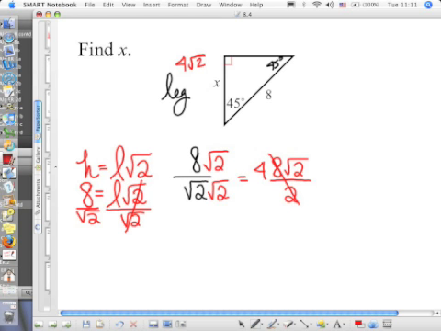Yeah, but like the little formula thing says leg equals hypotenuse divided by the square root of 2. Right, leg equals hypotenuse divided by square root of 2. Okay. Jacob, could you go back to that relationship?